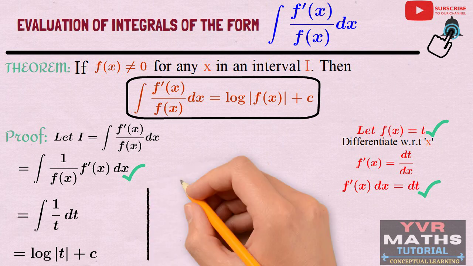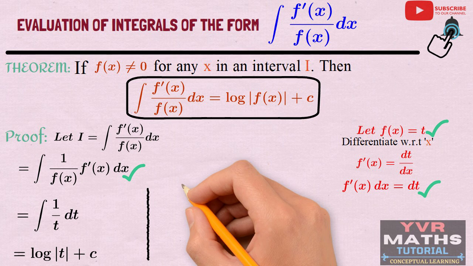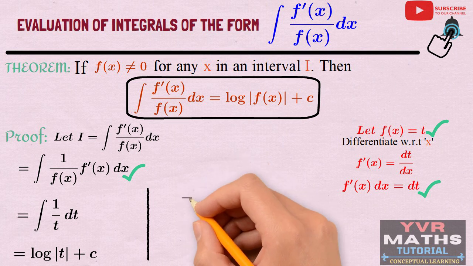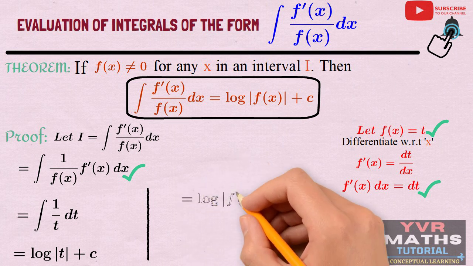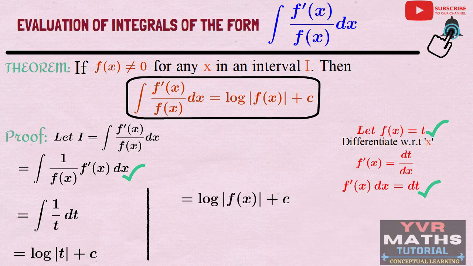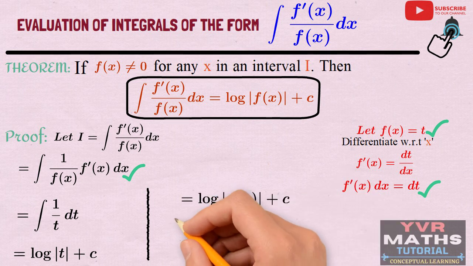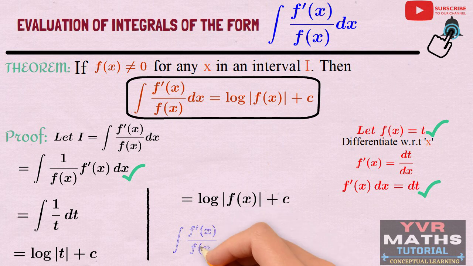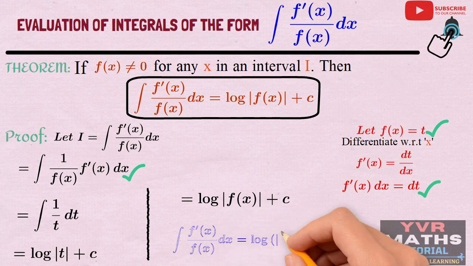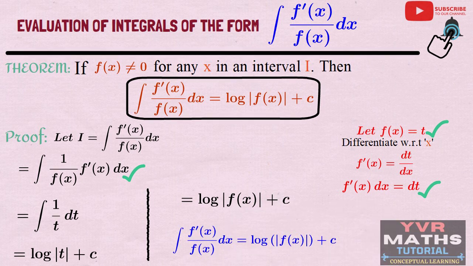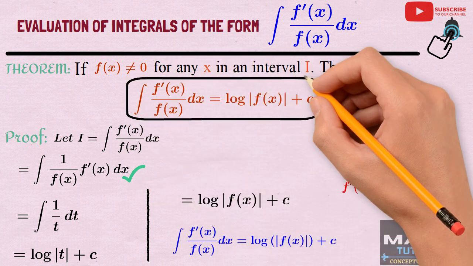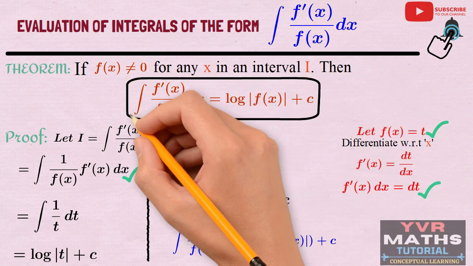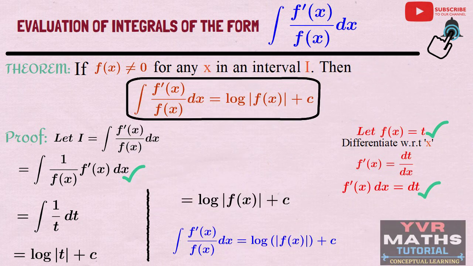Now replace the new variable by the original variable in the answer. Then the next step is log modulus of f of x plus c. So finally, what you got? Integral f dash x by f of x dx is equal to log modulus of f of x plus c. So this is the statement which we given in the theorem. This theorem will be useful while you are solving some problems.